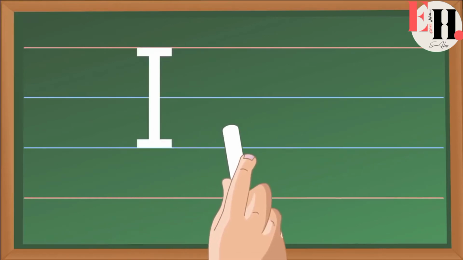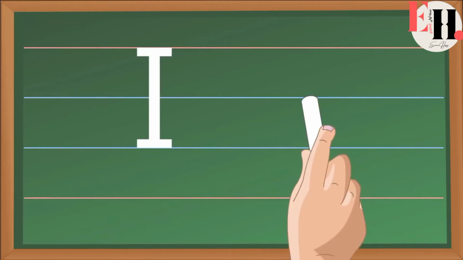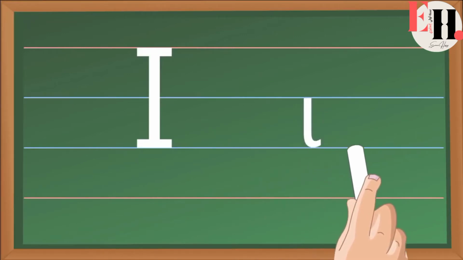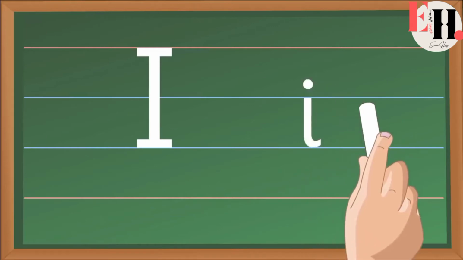Small i. Start from the middle to make a standing line with a small curl at the bottom. Add a small dot above the line.